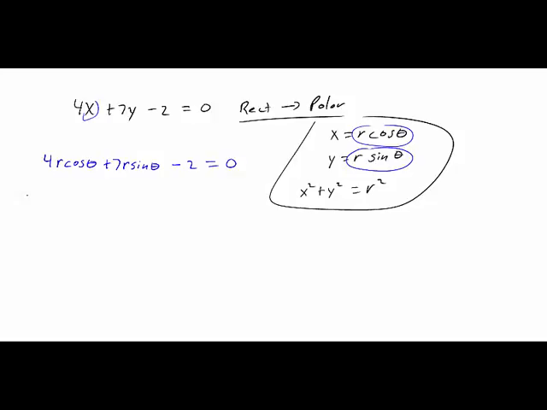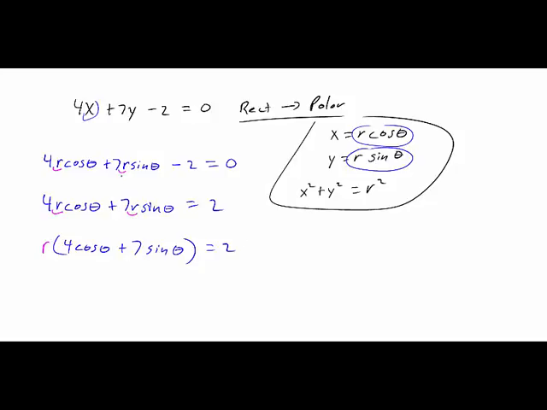We could factor out the r, because here each piece has this r in common. I guess before we do that, we have this minus 2. Let's move the 2 over, so we would get 4r cosine theta plus 7r sine of theta equals 2. Now all the terms on the left contain an r, which means we can factor out the r, and we're left with 4 cosine theta plus 7 sine of theta. And keep in mind, that's typically what you want to do.